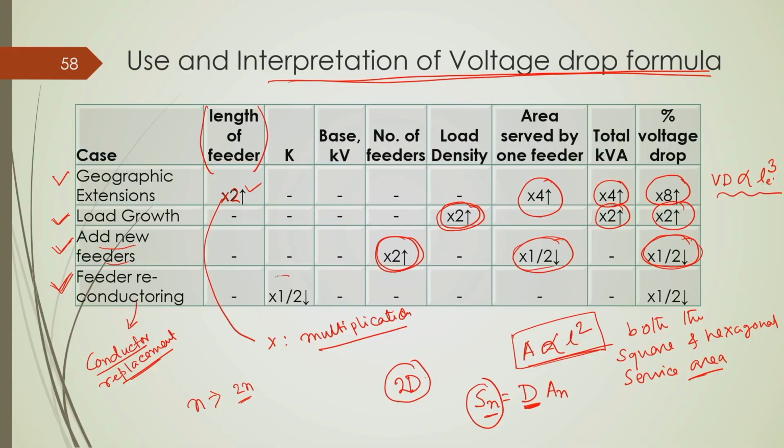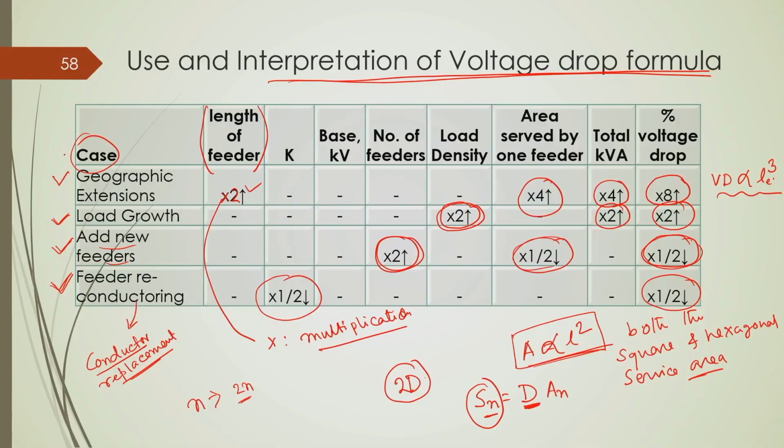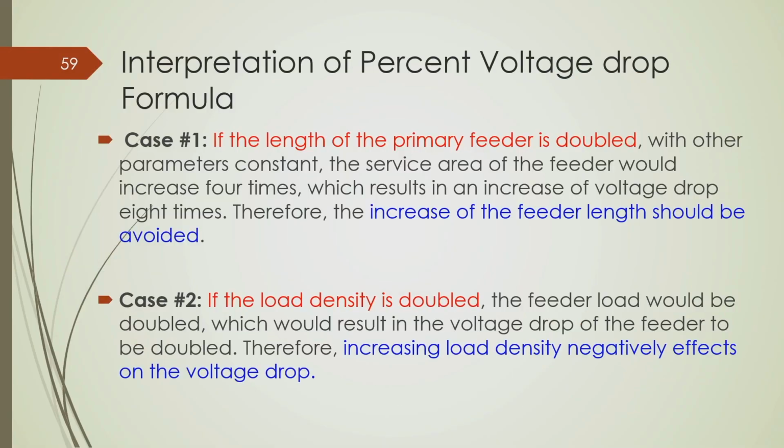Okay. So, if we assume that this k becomes half, then this will also directly impact the voltage drop, because the voltage drop is proportional to the parameter k as well. So, if k becomes half, the voltage drop will also be half. So, these are the 4 possible cases which we can study.